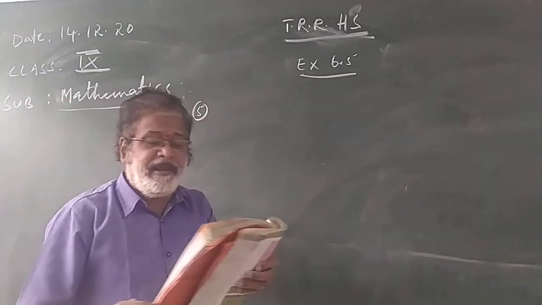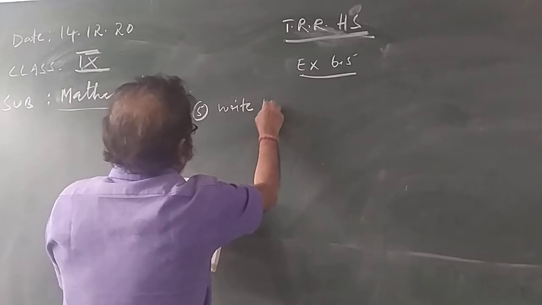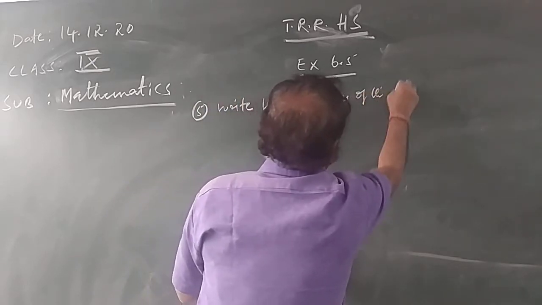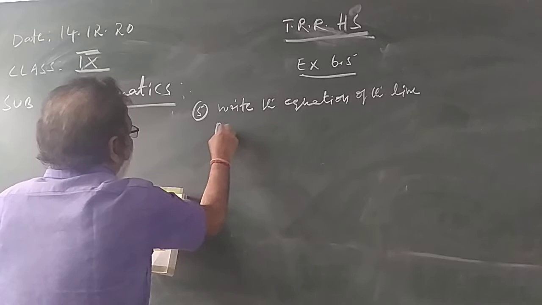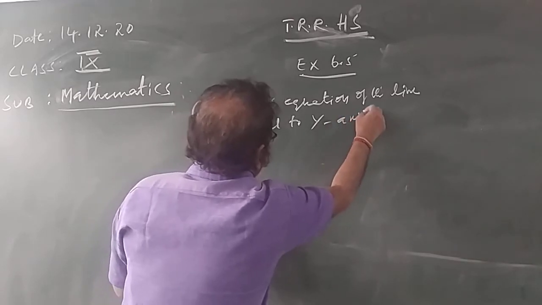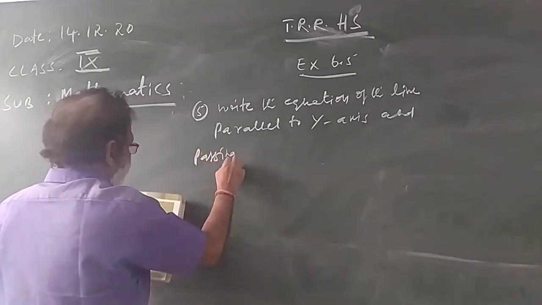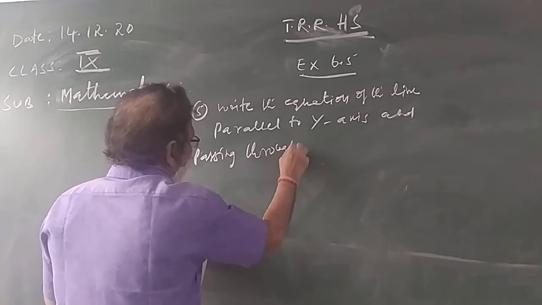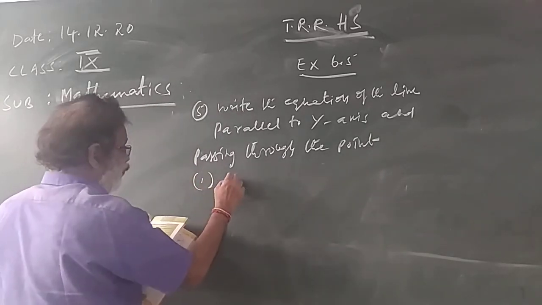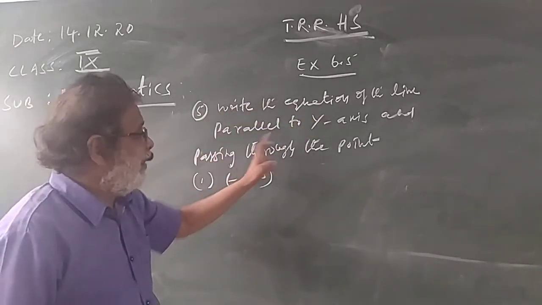Write the equation of the line parallel to y-axis and passing through the point, first of it, -4, 0.